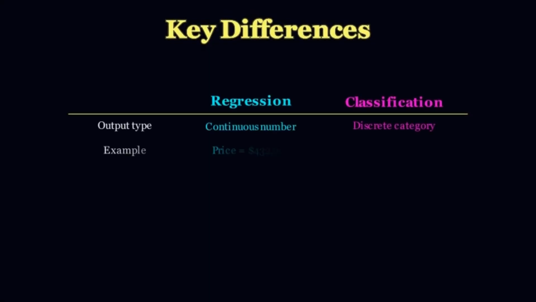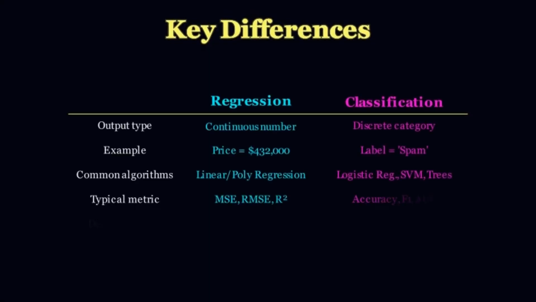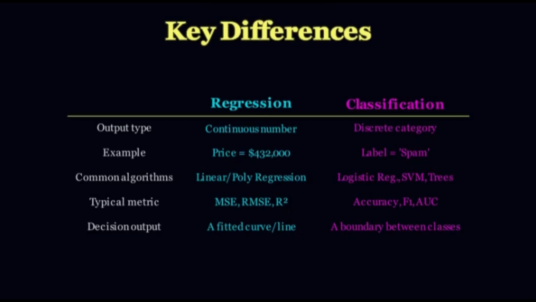Regression outputs a continuous number, like a price of $432,000. Classification outputs a discrete label, like spam. Regression typically uses algorithms like linear or polynomial regression. Classification leans on logistic regression, support vector machines, or decision trees.